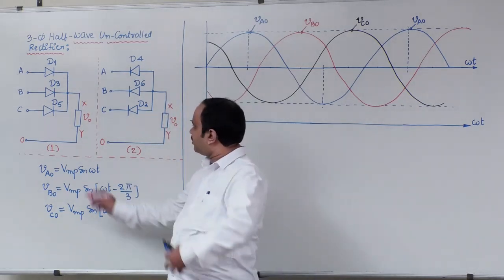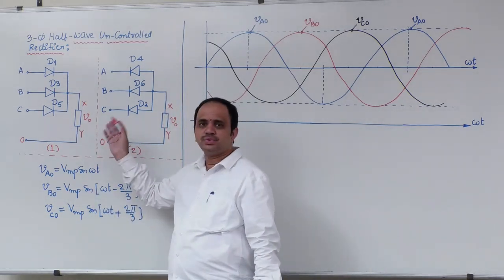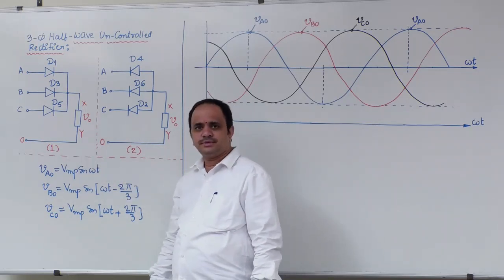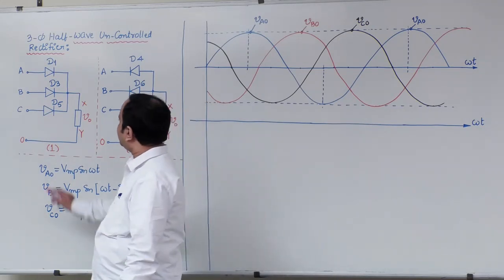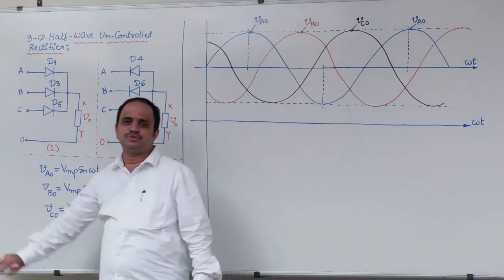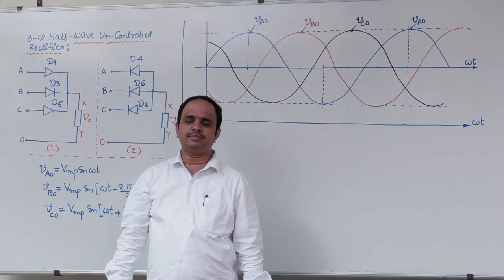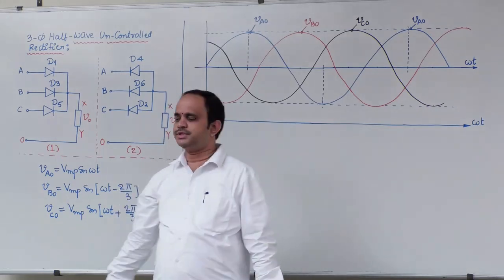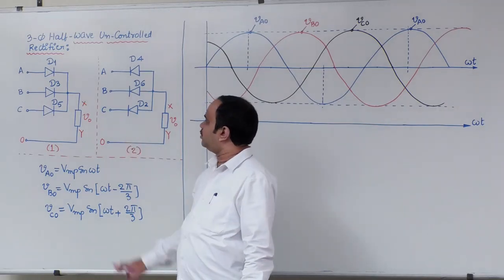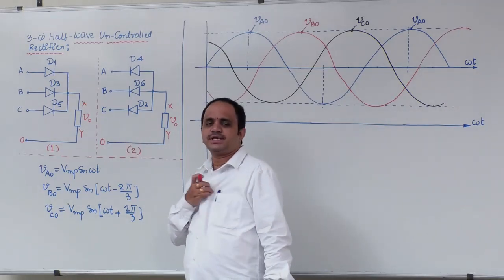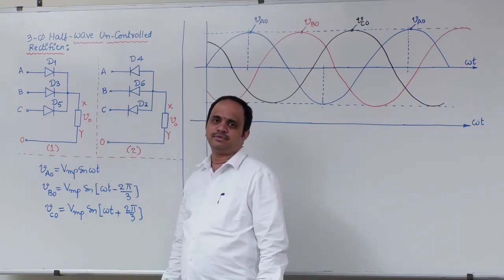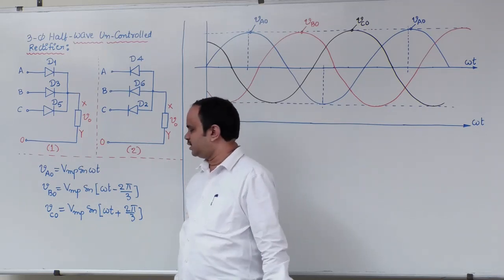We know the properties of these two circuits. In the common cathode configuration, the device connected to the highest positive potential only will be forward biased. Remaining devices will be reverse biased. We will use that property. In the common anode configuration, the device which is connected to the highest negative potential only will be forward biased. Remaining devices will be reverse biased. That is the basic concept.